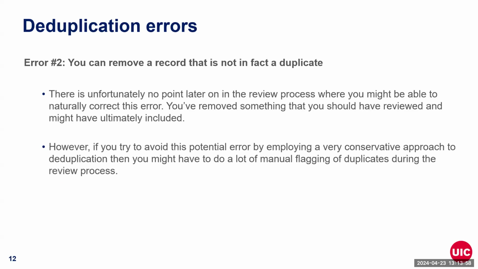For the other type of error, if you remove a record that is not in fact a duplicate, there's no real bright side to it, because unfortunately there's no point later in the process where you're going to naturally correct that error. You've removed something from the process, and maybe it's something you would have wanted to ultimately include, and you're just never going to see that record again because you've taken it out of the process. However, if you try to avoid this potential error by employing a very conservative approach to deduplication, then you might have to do a lot of manual flagging of duplicates during the review process. And again, that takes more time and it slows everything down.